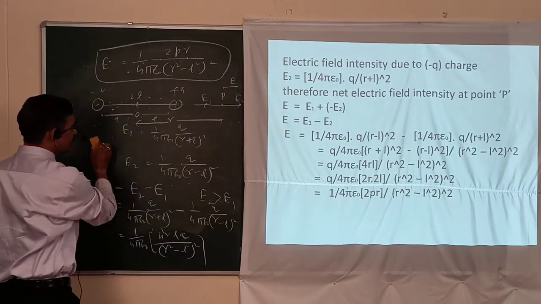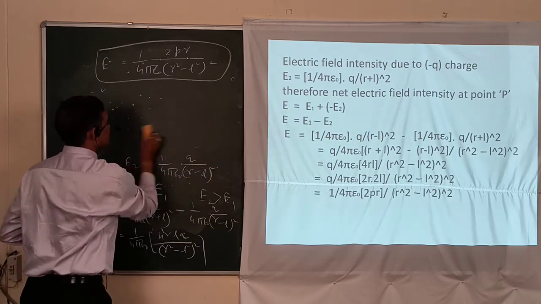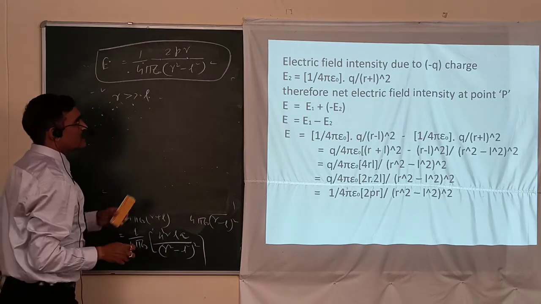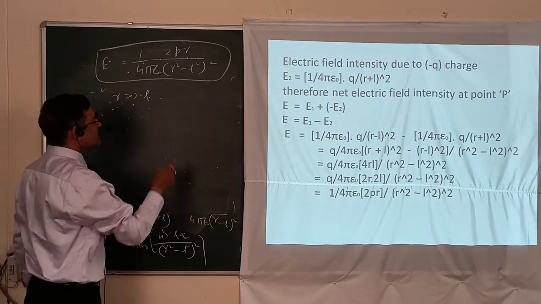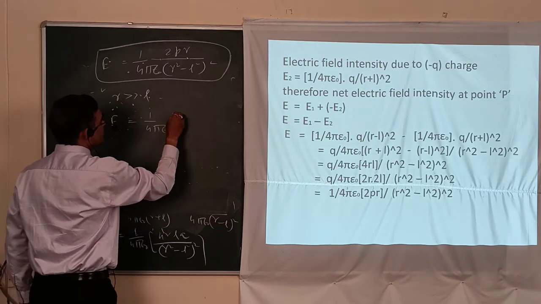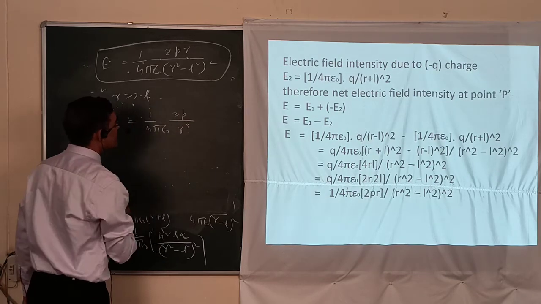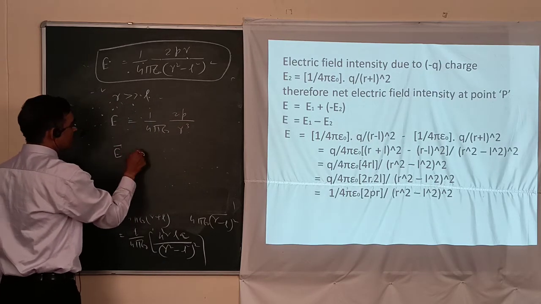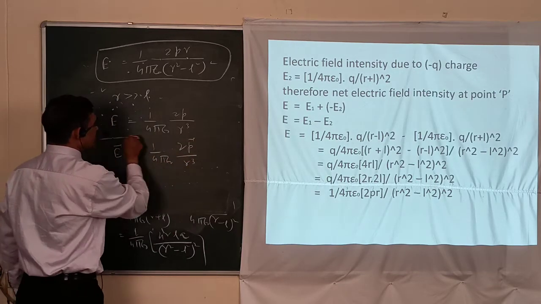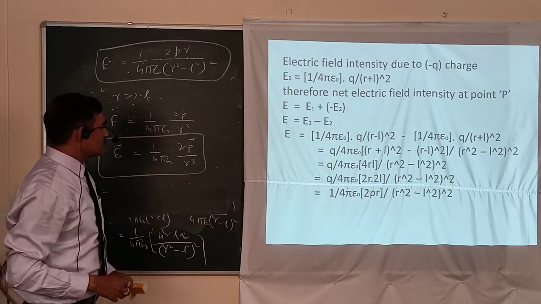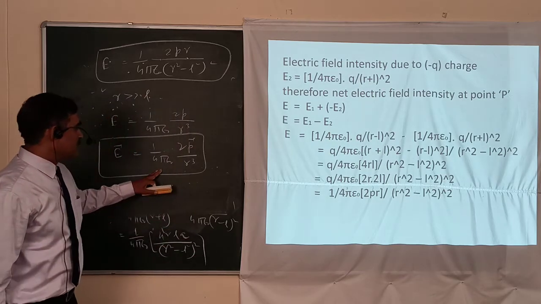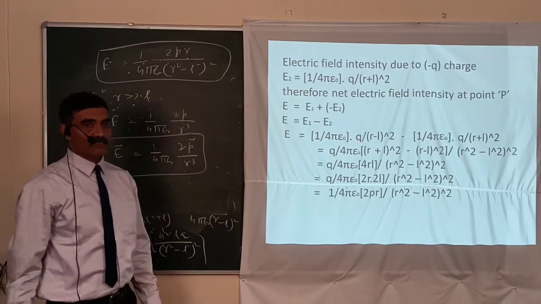Now here we will take a condition that if the value of r is very much greater than L, then L can be neglected in comparison to r. So this formula will become 1 upon 4 pi epsilon naught 2p upon r cube, or in vector form it is written as 1 upon 4 pi epsilon naught 2p upon r cube. Here we can see that the direction of the electric field and the direction of the electric dipole are the same, and the magnitude of the electric field is given by this.